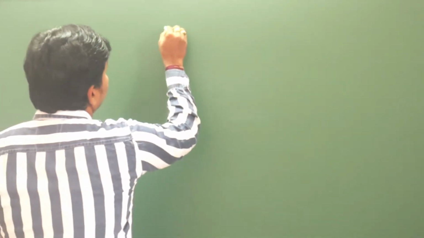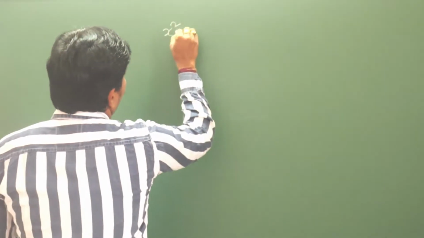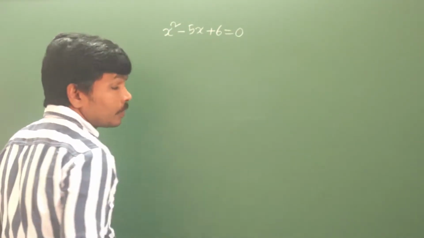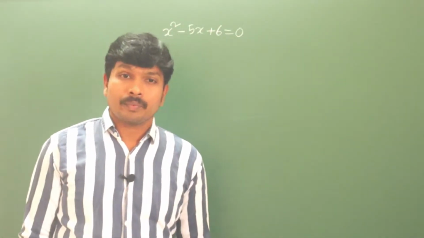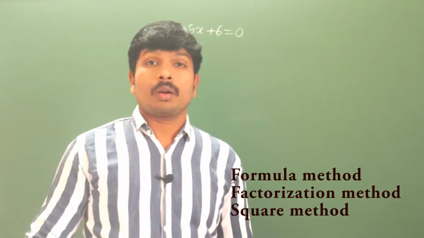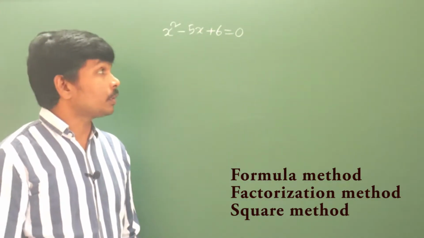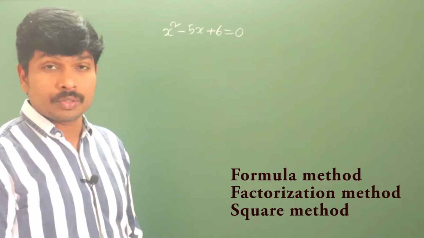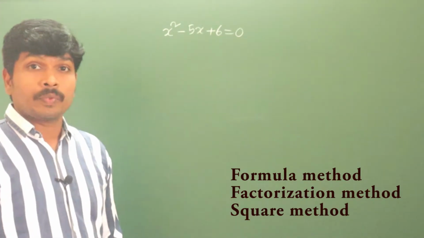In this session, I am going to discuss transformation of roots. Let me give you one problem. Try to do it. Solve x square minus 5x plus 6 equal to 0. What are the methods you can use? Formula method, completing the square method, or factorization method, your wish. You have to find the x values, their roots.